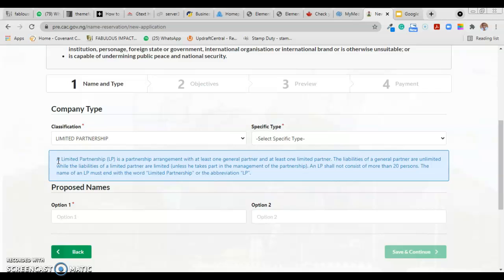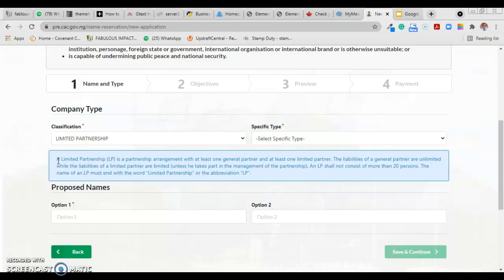A limited partner is a person that has limited liability, a person that is not the owner of the business but maybe he's an investor in the business. He has a limited liability. His liability is limited to his investment. He's not part of the daily running of this business. So that is the layman's understanding of limited partnership.